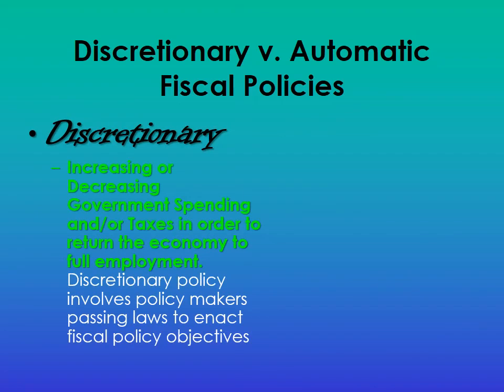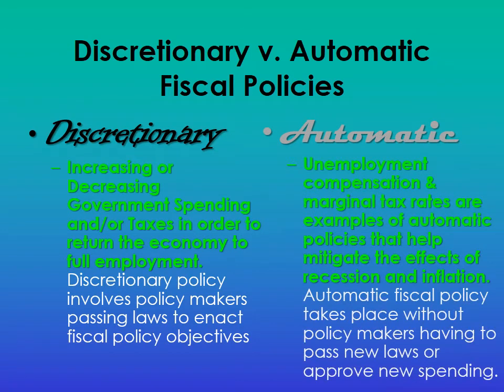Now, discretionary means that they have a choice. Government has to pass a law. They have to vote and debate. So discretionary fiscal policy is hard. This is when increasing or decreasing government spending and taxes will return the economy back to full employment, but we have to pass a law to make this happen. An example of that could be something like how much we spend on the military or how much we spend on education.